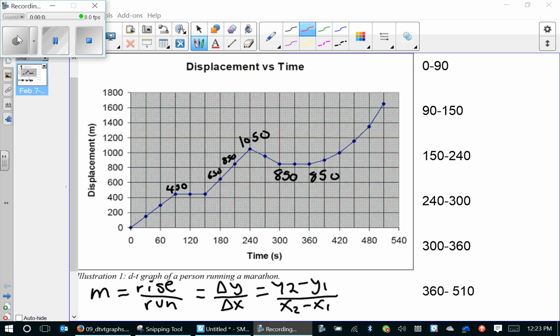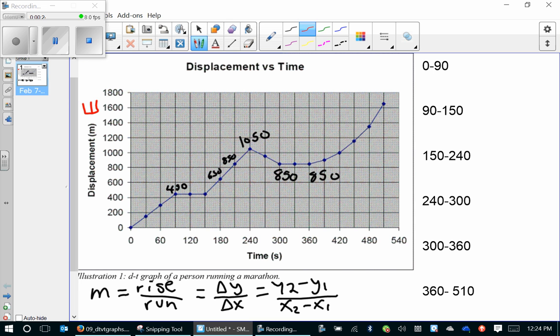Hi, Physics 30. We're going to learn a little bit about displacement versus time graphs and what different things mean on a displacement versus time graph. So displacement versus time in seconds. Displacement should really have a direction. I'm going to put east, could be whatever.